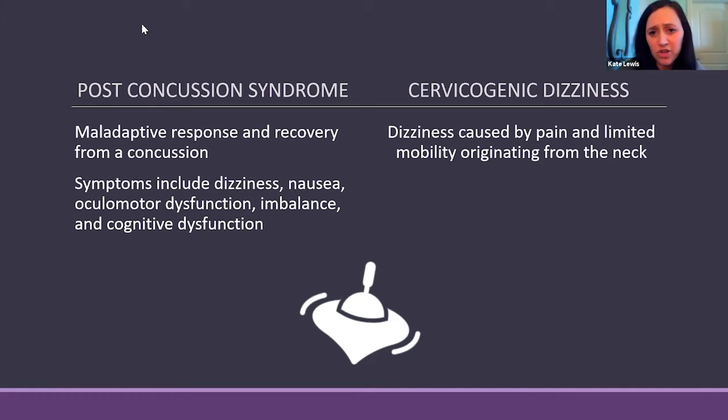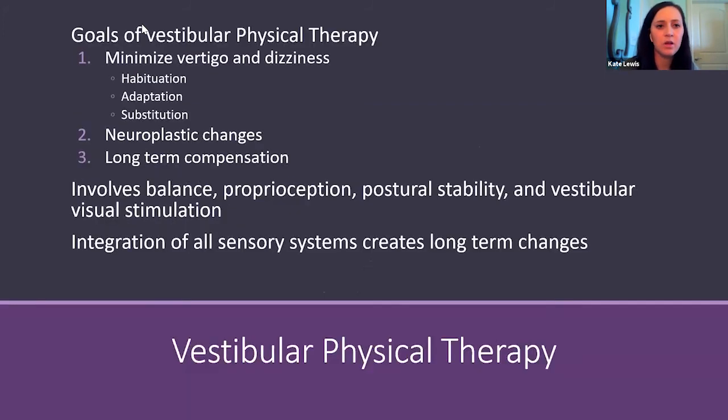And then we have cervicogenic dizziness, and that's dizziness caused by pain and limited mobility that is originating from the neck. So the upper neck provides feedback into the vestibular system on where the head is in space. And so if the neck isn't moving the way it's supposed to, then we get altered feedback or inaccurate feedback, which can cause some dizziness. Okay, so now we're talking about vestibular physical therapy.